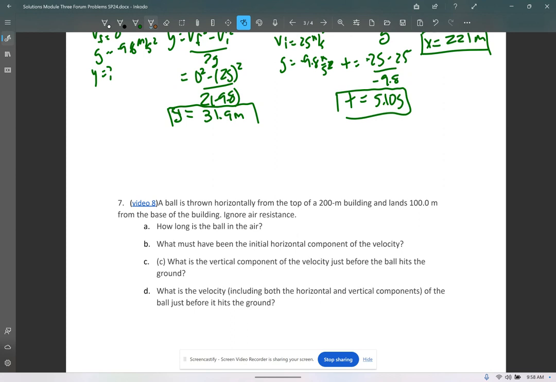And in 7, you're going to have a 200 meter building, and it's going to land 100 meters away. So let's just talk about this. We've got a building here. This is 200 meters, so it's falling 200 meters, and it's going to land 100 meters away. We want to know how long it's in the air. The thing that determines how long it's in the air is its height. It's thrown horizontally, so it only has a Vx to start with.